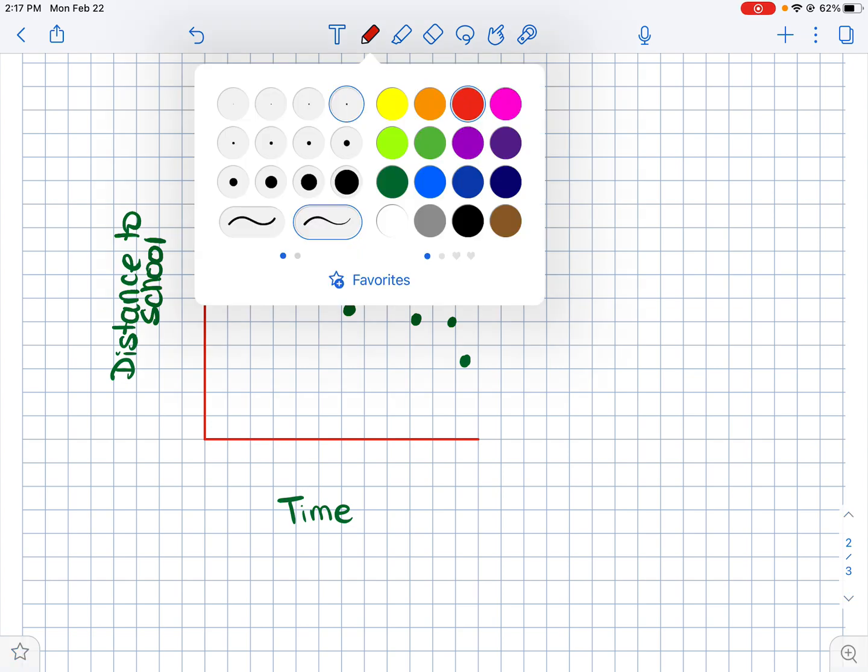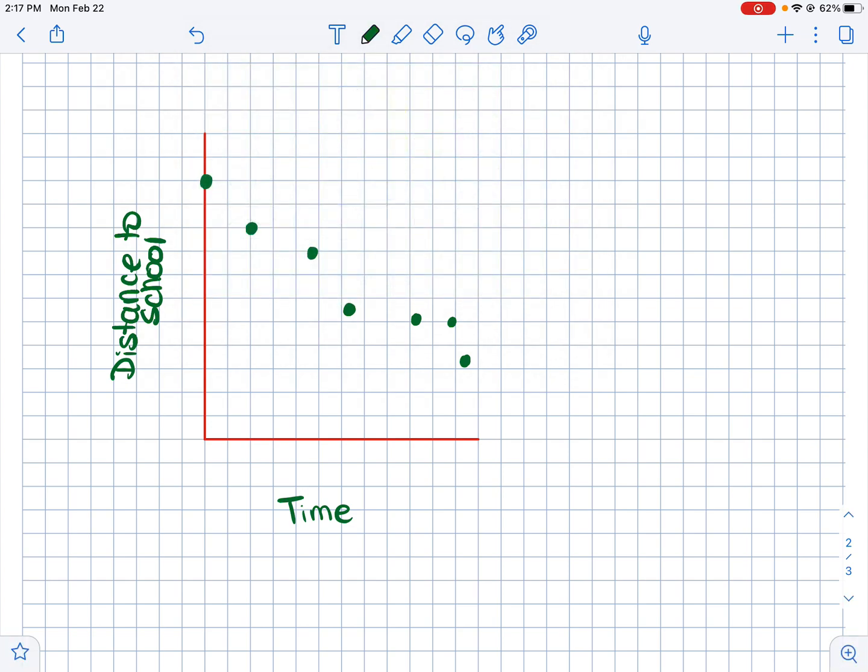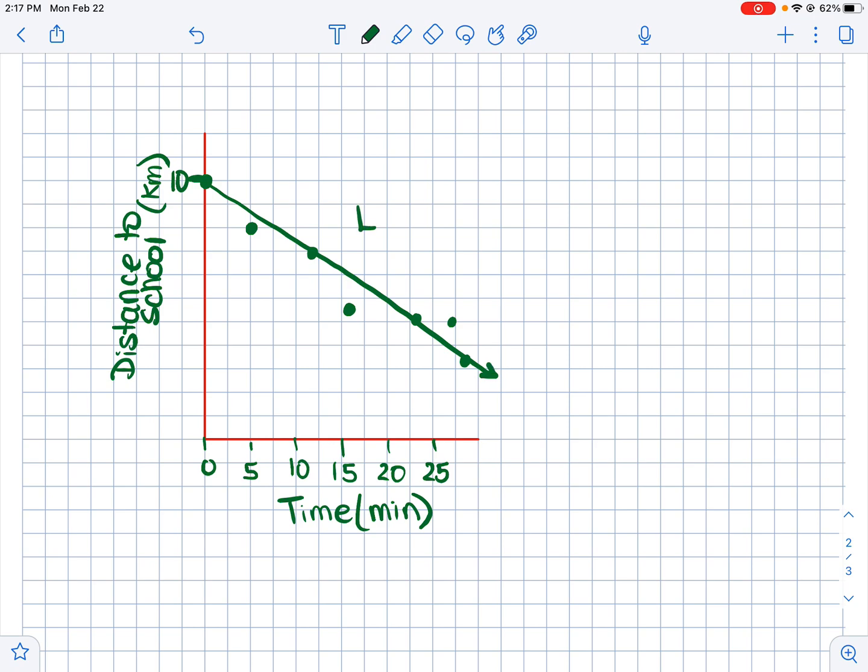Now, sometimes our line can go down. So if this is a graph of distance to school, maybe in kilometers, and the time it takes you to walk to school. So maybe over here you're 10 kilometers away. And as the time passes, maybe every 5 minutes you get closer and closer to school. So we could draw a line of best fit.